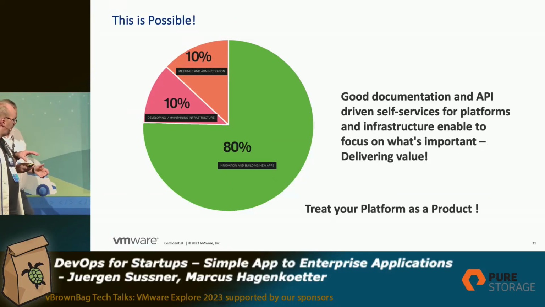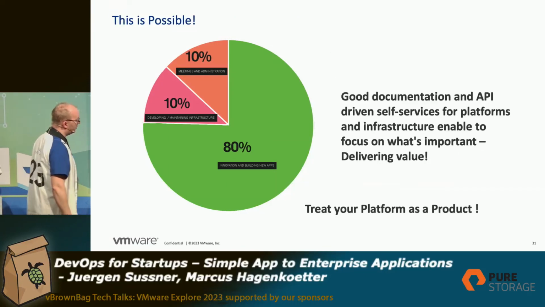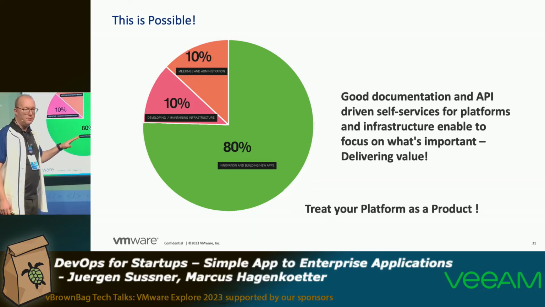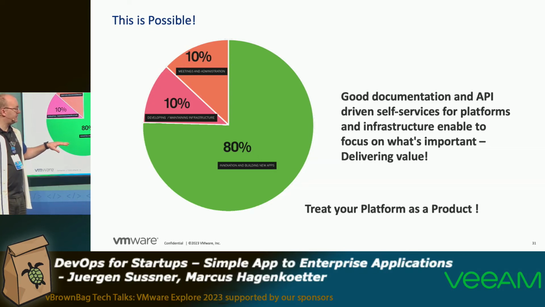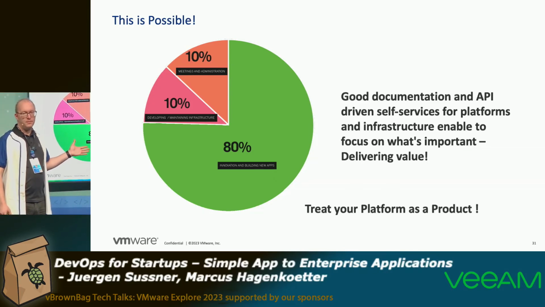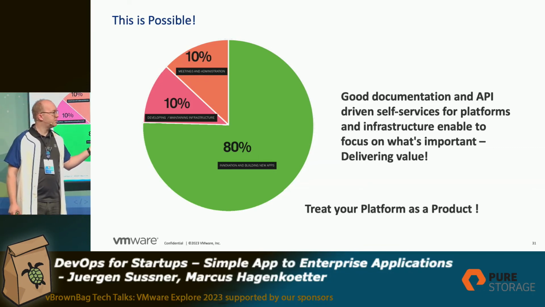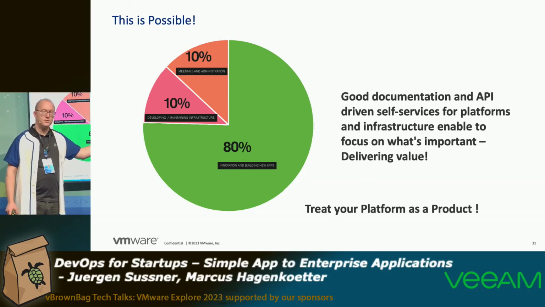Yeah. And with that, you will reach maybe not 90% productivity, but you will be able to reach a productivity where you can spend 80% of your time, 4 days a week, just coding your application. The rest is done by the platform, the automation and the tools in the platform, and your developers can focus on creating what really delivers value.